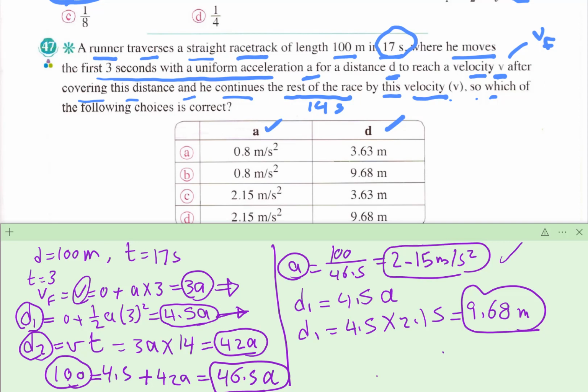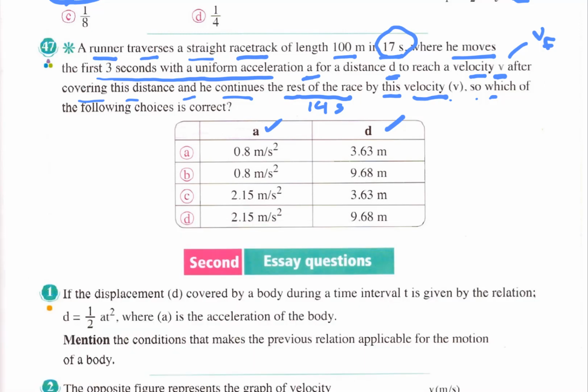the acceleration for the first 3 seconds, because the second part of motion, he was moving with uniform velocity. Okay, and also we can get D2 if he needs to get D2, the rest of the distance. Just subtract this number from the 100 meter if he asked to calculate the second distance. Okay, guys, let's move to next. And before we move to the next, this is the right answer, letter D.